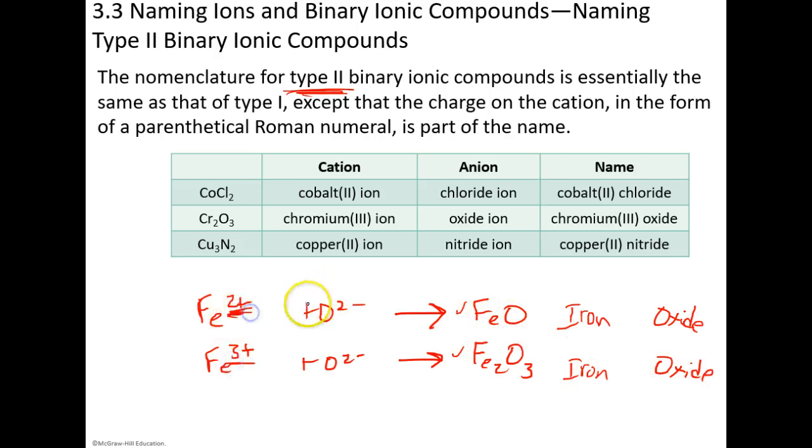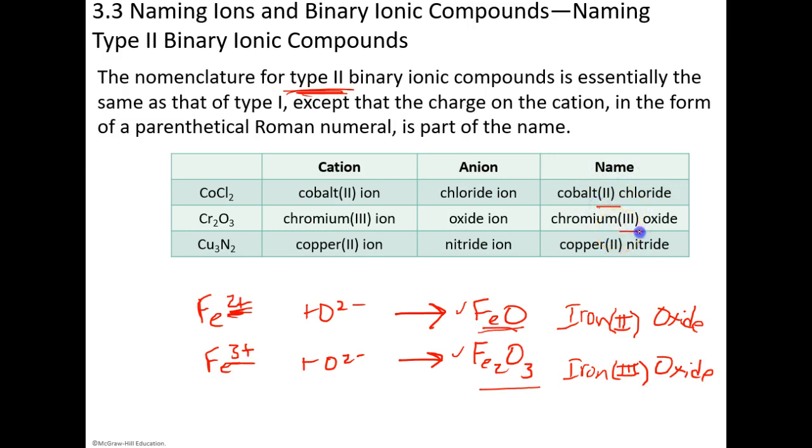I just need to tell the reader which iron I'm using. Am I using the iron 2 plus to get this formula, and the iron 3 plus to get this formula? That's what I have to put in the name, and I do it by using a Roman numeral. So this one is called iron Roman numeral 2 oxide. This one is iron Roman numeral 3 oxide.